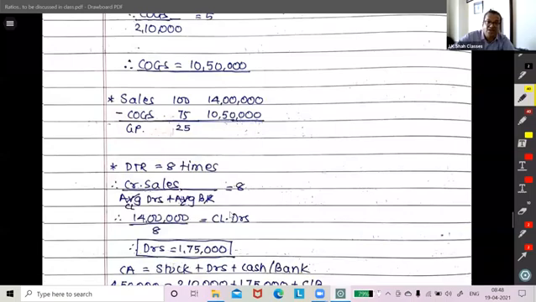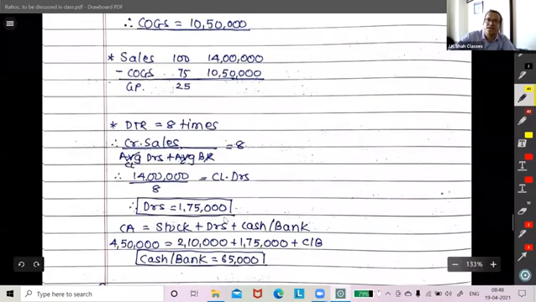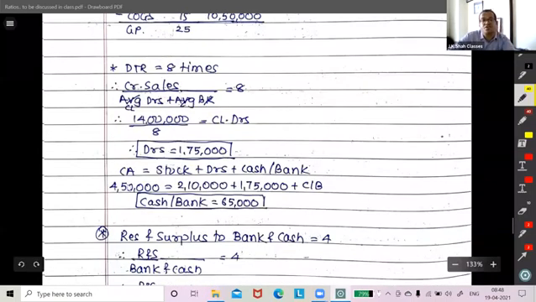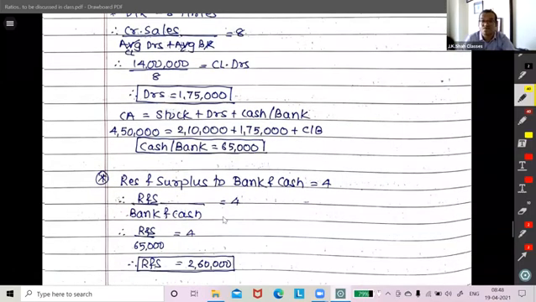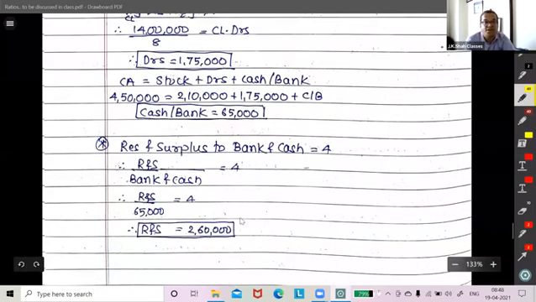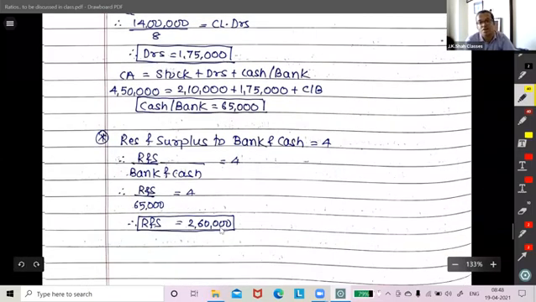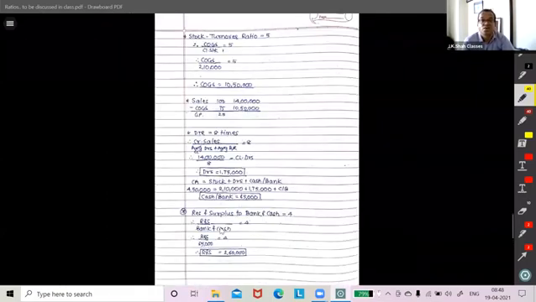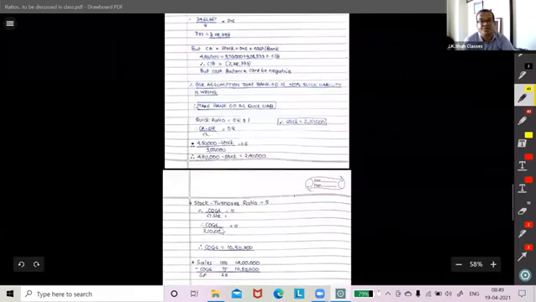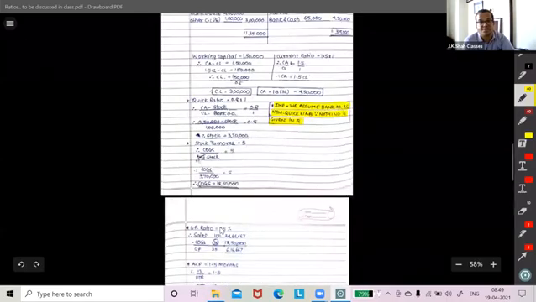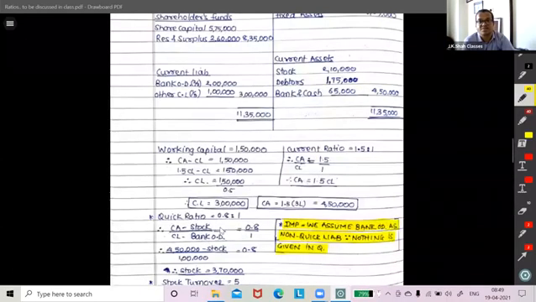Then I use DTR. Then I get debtors as 175. And now see, everything is fitting into the picture. I'm getting cash bank as 65,000. And then I'm doing reserves and surplus to bank and cash. Then I'm getting reserves and surplus as 2,60,000. Right? And with this, now the balance sheet will fit perfectly. See, this is what is expected to happen.